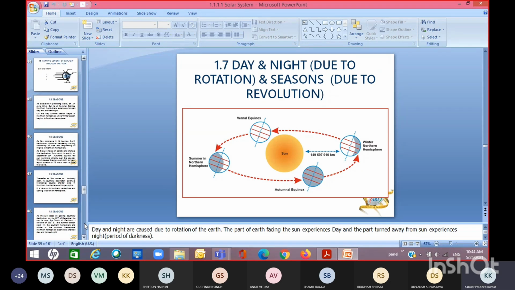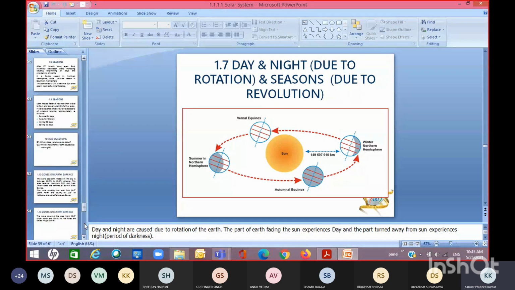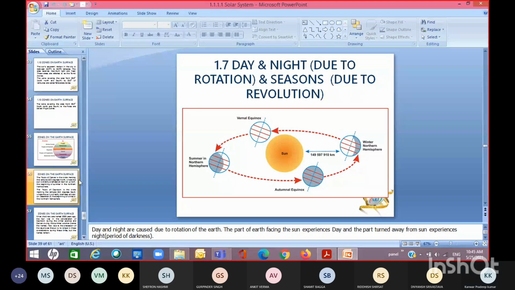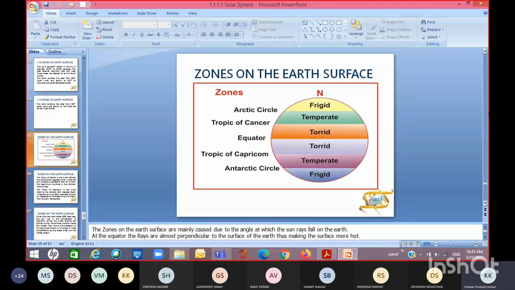Because the circle, if you divide this circle into 4 sectors, you will get equal arc. And if you get equal arc, then the time taken to cover the distance will be the same.